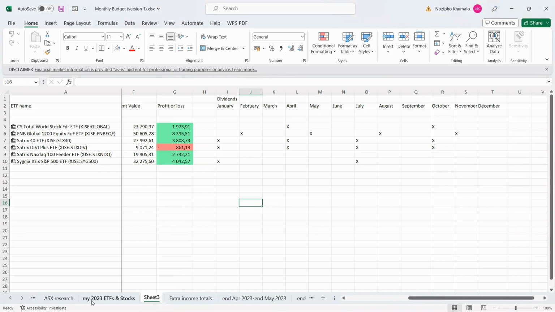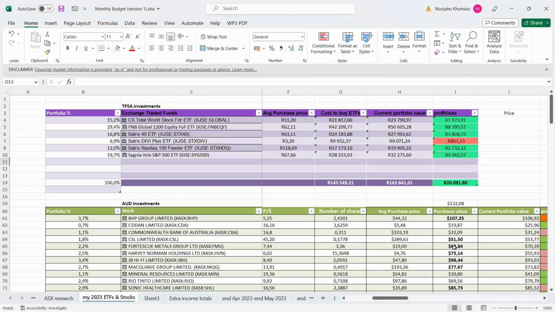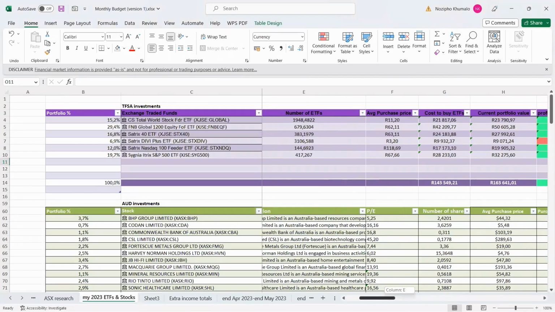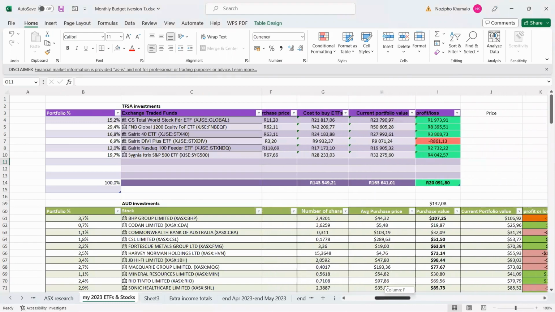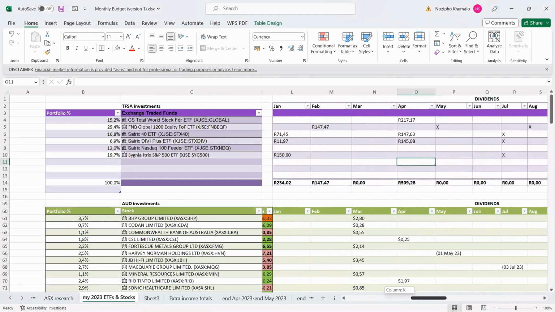Let me show you my 2023 ETFs and stocks. So here we go. Here is my CoreShares, number of shares, average purchase price, etc. And here are the dividend amounts that have been paid so far. In January already, Satrix 40 paid me a dividend of 71 Rand and 45 cents. Satrix Divi was 11 Rand and 97 cents. And then Signia S&P 500 was 150 Rand and 60 cents. And then the dividend total for January was 237 Rand and 2 cents.